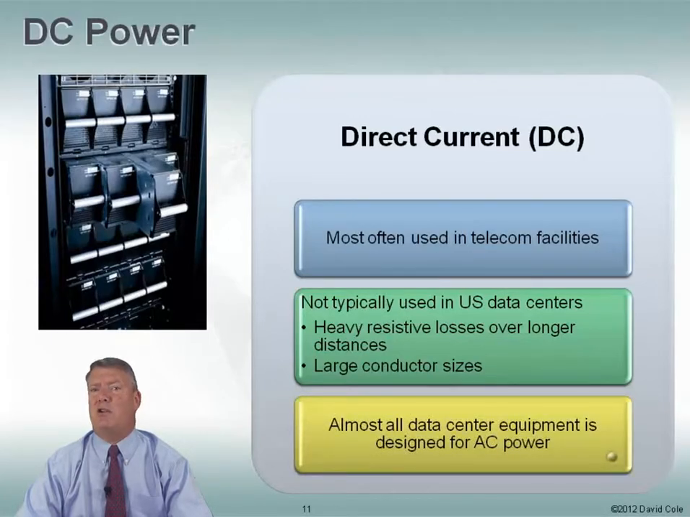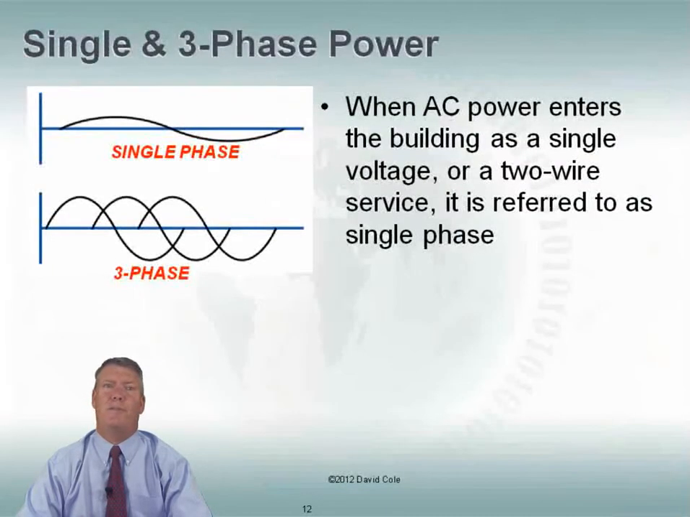Almost all data center equipment is designed for AC power. Certainly this is changing a little bit. We'll talk about Facebook in one of the modules and what they're doing in their data center with a combination of AC power and DC power. But if you take a typical server that you're going to buy from someone and put it in a rack, it's got AC power plugs in the back. It doesn't have a way to input DC power into there. It's another reason why we almost always see AC power in the data centers.